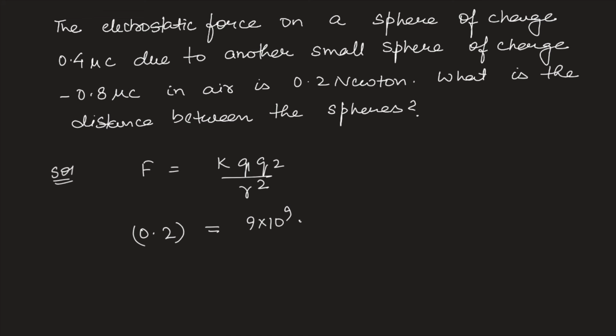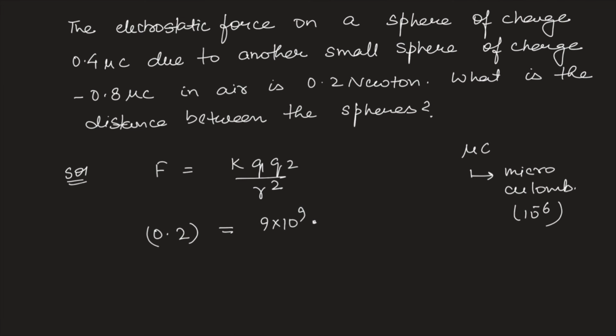Plug in the values. Q1 is 0.4 microcoulomb. Let me tell this because this is going to be used a lot. This means microcoulomb. Now micro means in general 10 to the power of minus 6. So anytime it says a microcoulomb or a micrometer or a micro anything, you are simply going to have a factor of 10 to the power of minus 6.